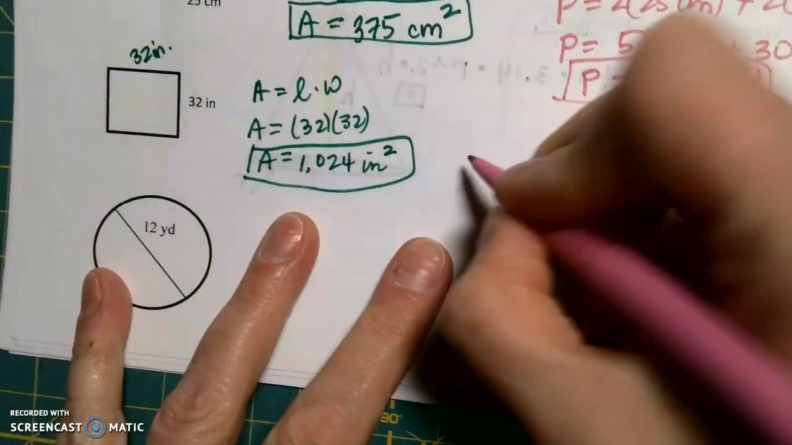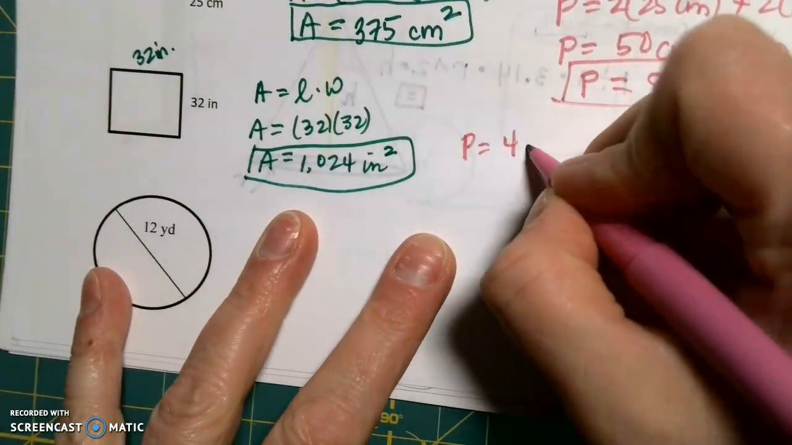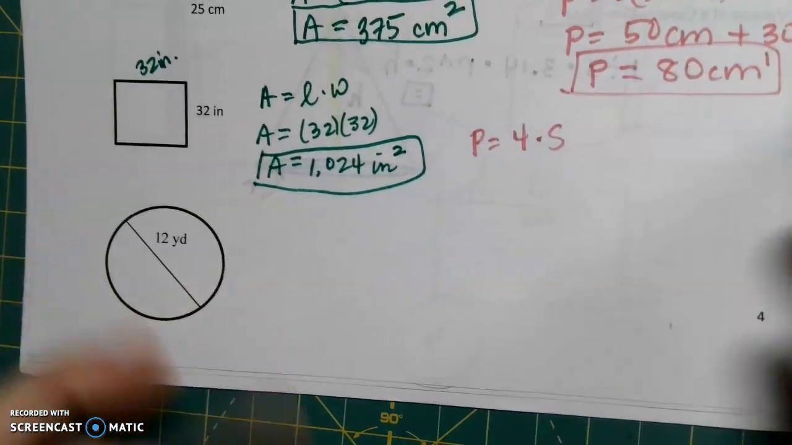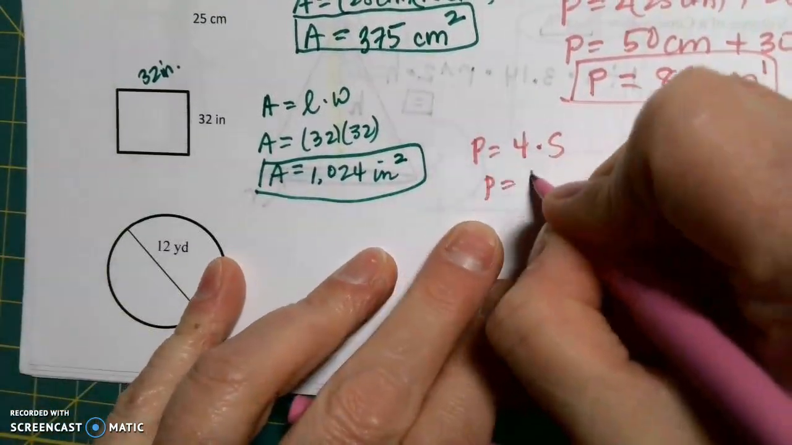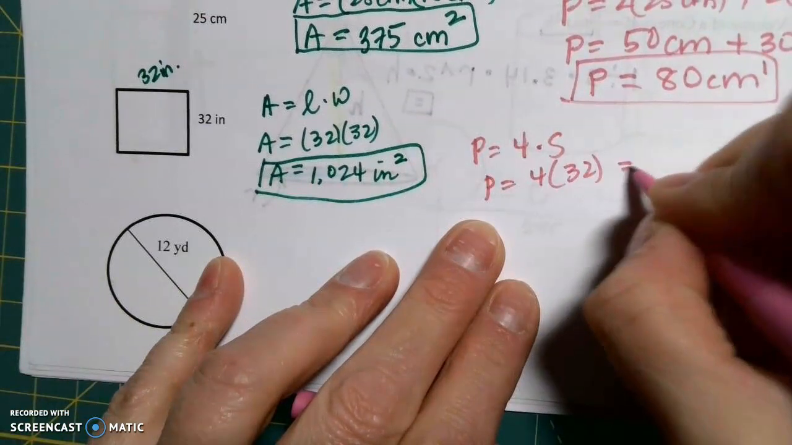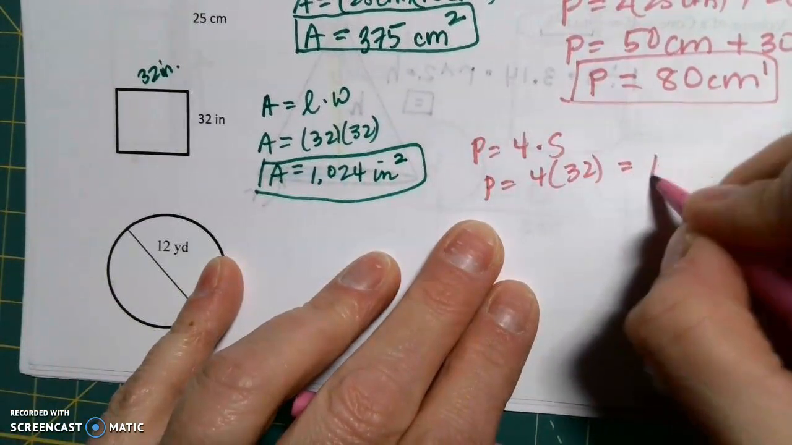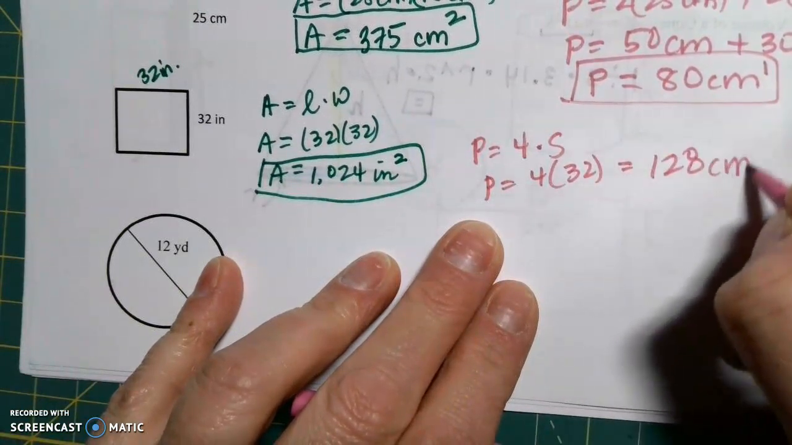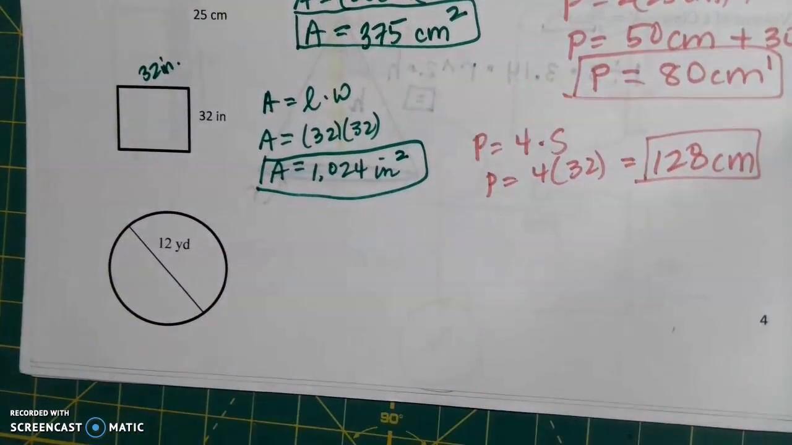Perimeter. All right, so there's 4 sides for a square that are all the same. So 4 times 32, and that is going to be what? 128 centimeters for perimeter.